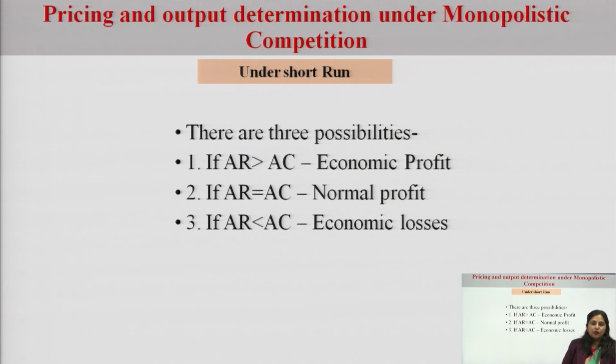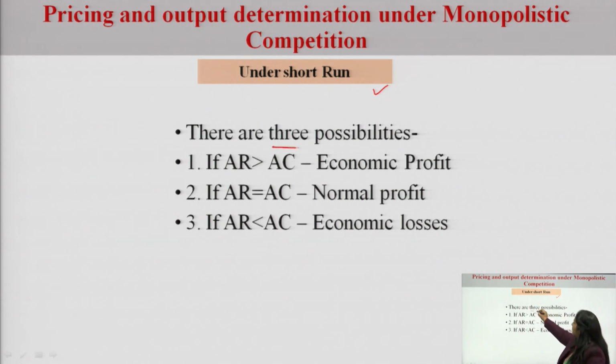So, how are price and output determined by the monopolistic seller in monopolistic competition in the short run? First we are discussing the short run. Again, what is the short run? The short run is the situation where the seller can adjust the output but cannot increase the scale of operation. It means no new player can enter the industry and no existing player can leave the industry. They can only adjust their output. They may increase or decrease the volume which they want to sell in the market.